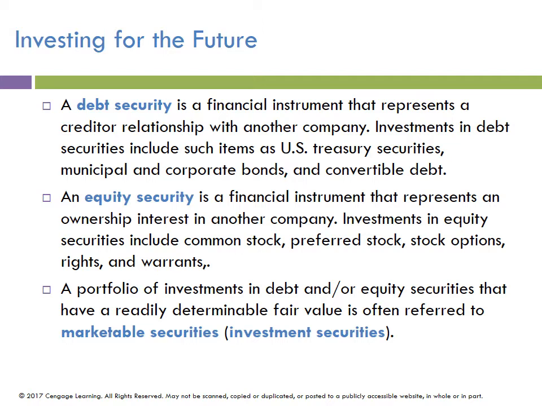A group of these items together is called a portfolio. So when you purchase investments, you may buy various debt or equity investments that have a readily determinable market value, and these are called investment or marketable securities. And altogether, we call them a portfolio. So just to give us some background on the type of asset we're talking about. We'll be handling the accounting from the other side of the transaction, where you are the company buying the stock.